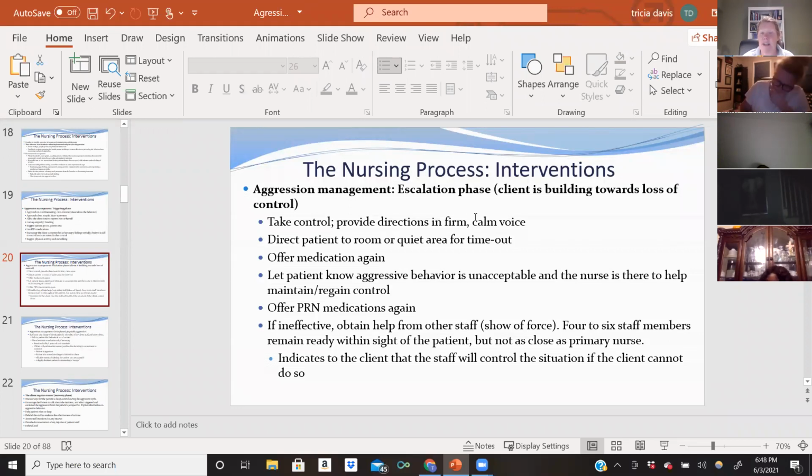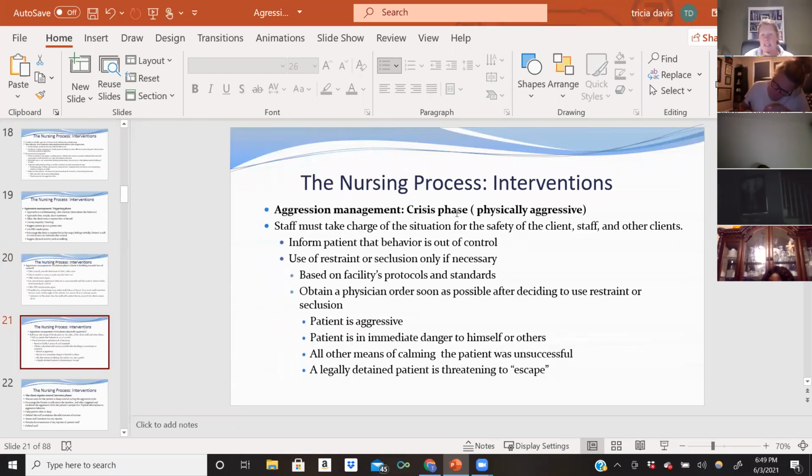If that is ineffective, this is where we have to obtain help from other staff members. This is where we have to use what we call a show of force. Usually we have 4 to 6 staff members that are ready within the sight of the patient, but not as close as the primary nurse. This indicates to the patient that the staff will control the situation if the client cannot do so.